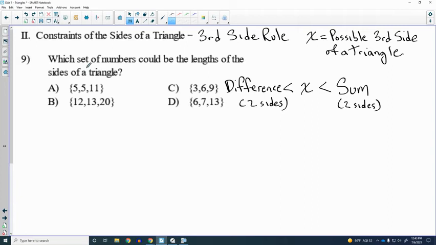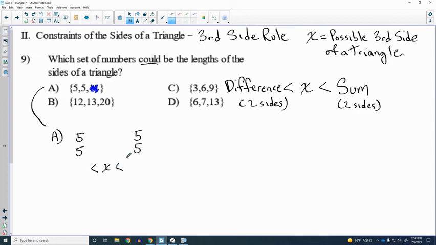So the way I do a problem where they give me all 3 sides of a triangle and they're asking me which set of numbers could be the lengths of a triangle, I pretend that the third number isn't there. So I'm going to cross out this 11 here. I'm just going to pretend there's a 5 and a 5. For A, I'm going to take 5 and 5 in this case, and put them on top of each other in 2 different places and put my x right down here.